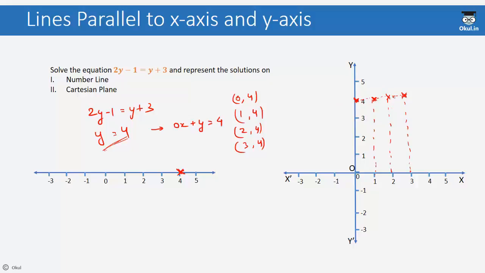Here on joining all these 4 points, we observe that the line is parallel to the x-axis. So we can say that all equations in the form of ay is equal to c are parallel to the x-axis.